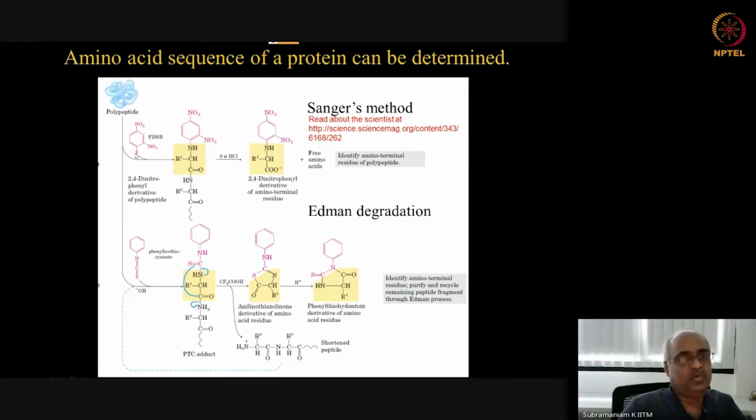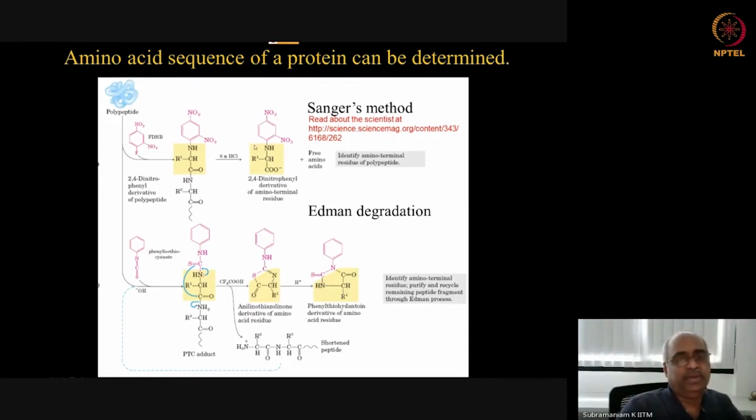This is fluorodinitrobenzene, FDNB. This group is strongly reactive with this amino group and it gets covalently linked. Now you break the peptide bonds by adding 6 molar HCl and boiling. Then all the peptide bonds get hydrolyzed into individual amino acids.